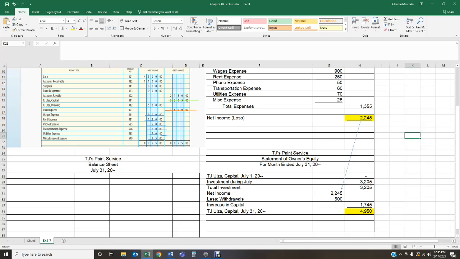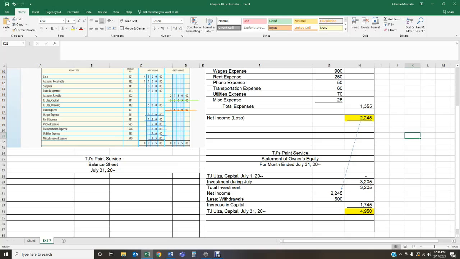I started off with 0 because it's a brand new business. During the month, I invested $3,205. I generated income during the month based on our income statement of $2,245. I withdrew $500 for personal use, giving me an increase in capital of $1,745. So your ending capital is your beginning investment of $3,205 plus your increase in capital of $1,745. That gives you $4,950.